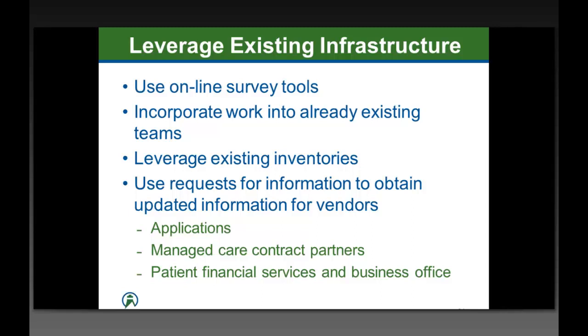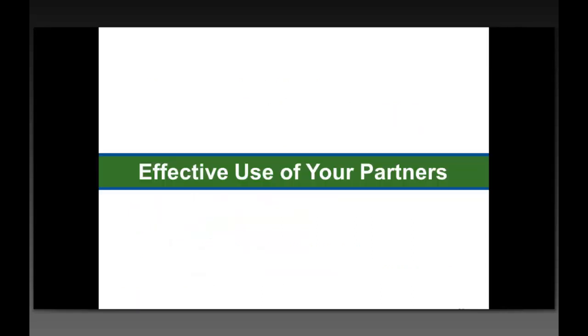Leverage your existing inventories. And then also use requests for information to obtain any updated information from vendors, whether it's applications, systems, managed care contract partners, patient financial services, and business office. Any of these groups, use email in order to contact them to find out what they're doing, how they're doing it, and how you can get in their queue in order to make the transition happen in a good time frame for you. But leverage everything that you possibly have and can identify in order to make this transition easier.